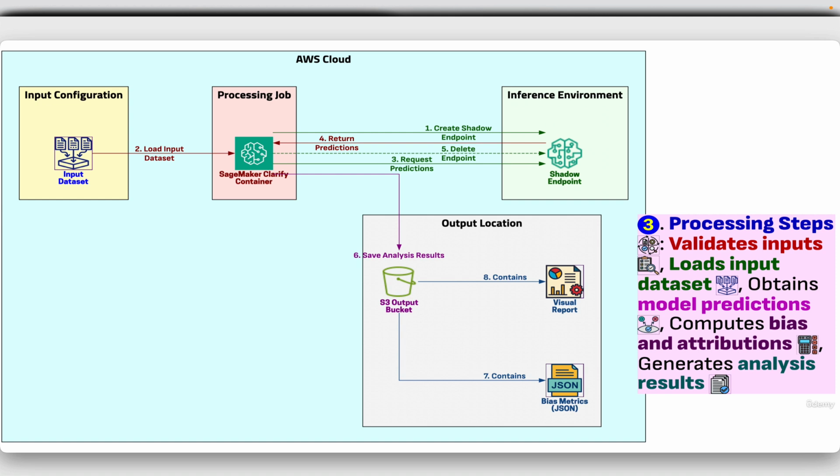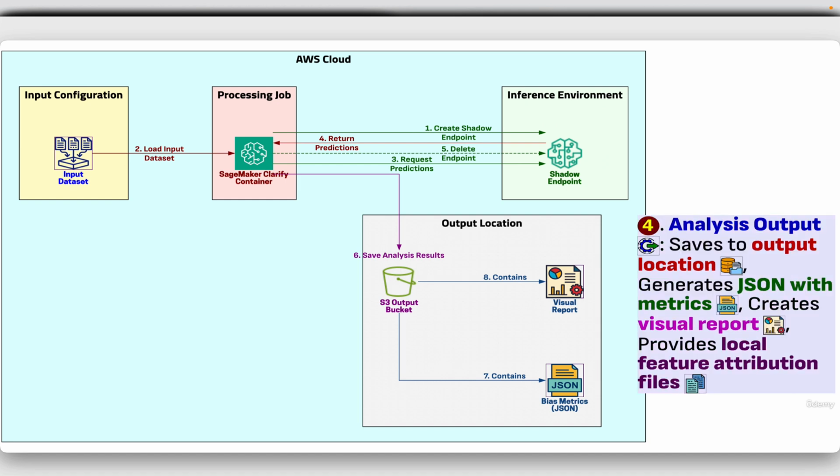Next is the cleanup phase. Once the computations are finished, the SageMaker Clarify container automatically deletes the shadow endpoint and generates the final analysis results. Key outputs. After the job is done, results are saved in your specified output location. You can download a JSON file with metrics, a visual report, and additional files for local feature attributions.